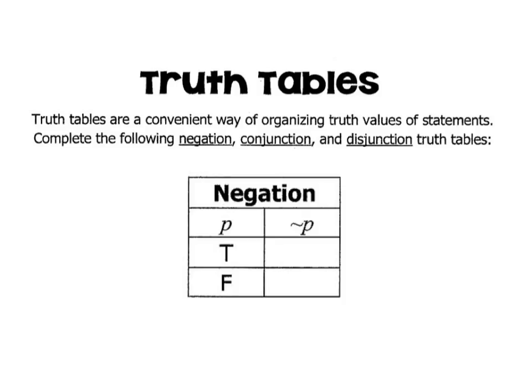All right, truth tables are a convenient way of organizing truth values of statements. Basically, truth tables are a way that we can quickly organize the truth values of our negations, conjunctions, and disjunctions. So we're going to complete the following truth tables for negation, conjunction, and disjunction.